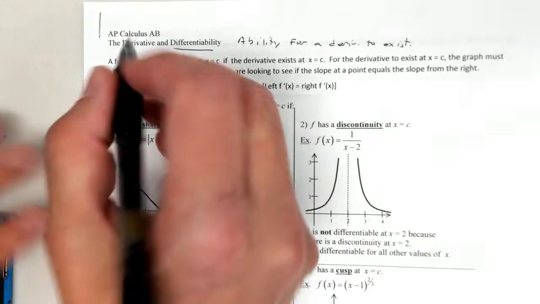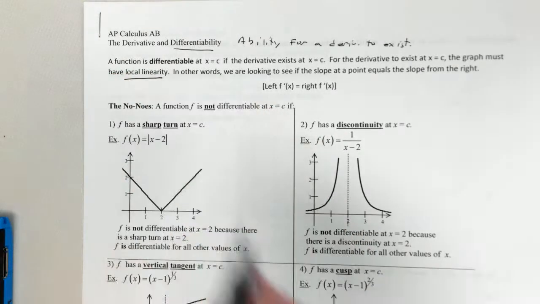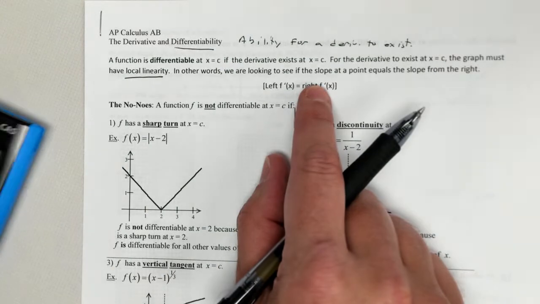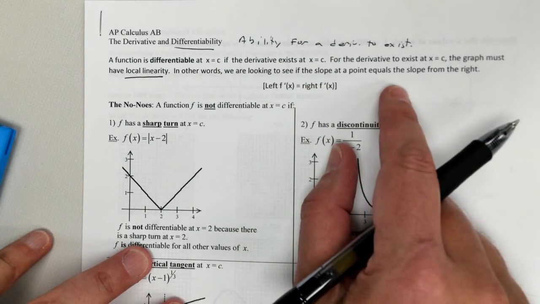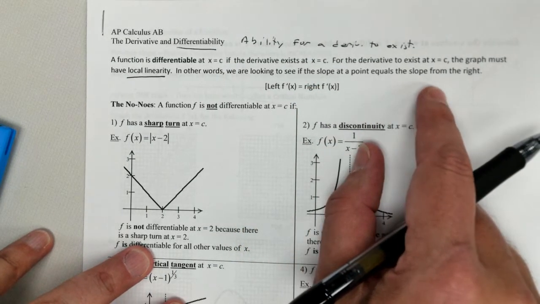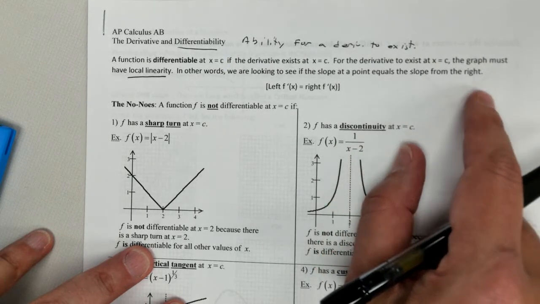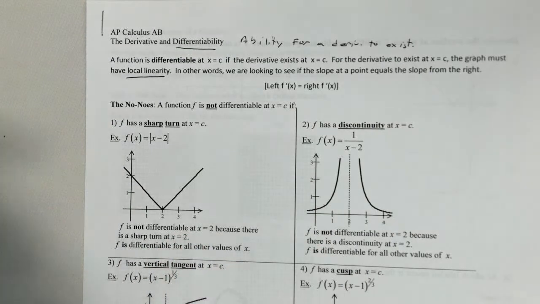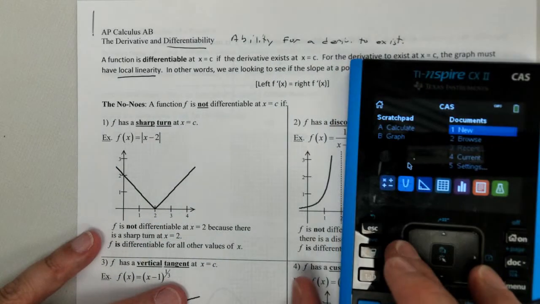A lot of times people ask, well, what do we mean by the phrase local linearity? In other words, we're looking to see if the slope at some point, the slope from the right, equals the slope from the left. So we say that the left-hand derivative equals the right-hand derivative. Graphically, this is what it would look like.